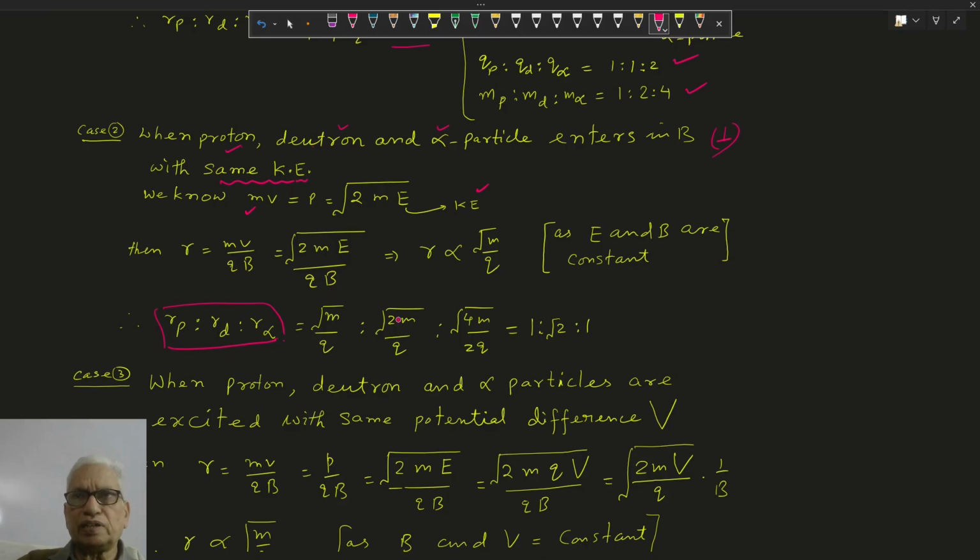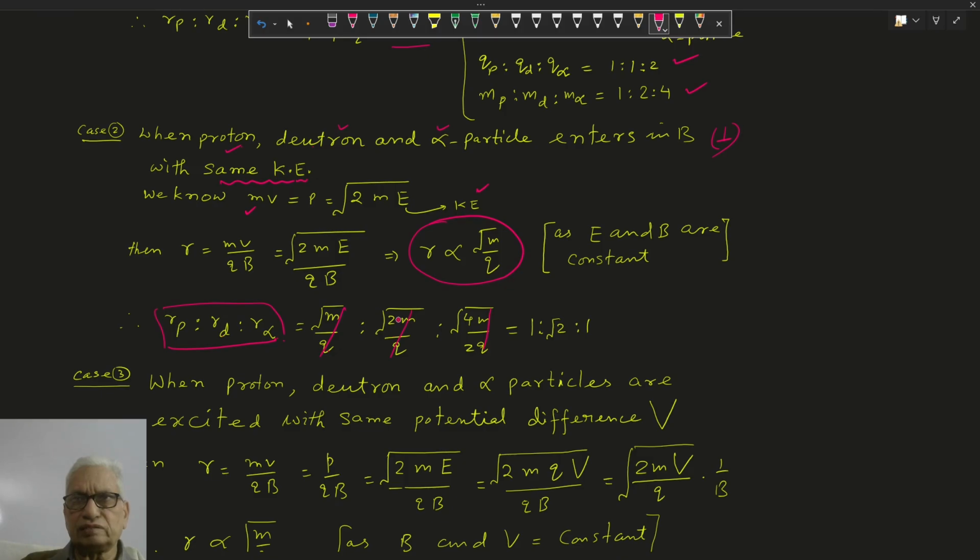Radius is proportional to under root 2mE, where E is the kinetic energy and B is constant. So radius is directly proportional to under root m by q cube. For proton, mass is m, charge is q. For neutron, mass is 2m, charge is the same q. For alpha particle, charge is double and mass is 4 times. m by q, m by q, m by q cancel out. Then we are getting the ratio 1, root 2, and this is 1.